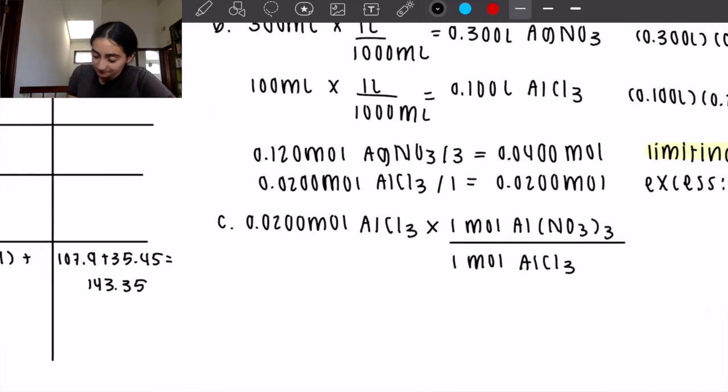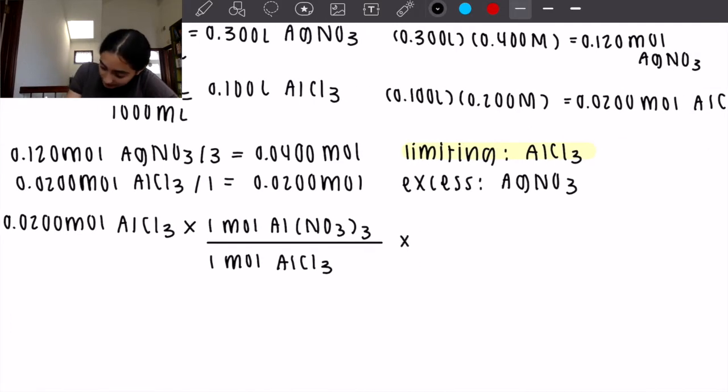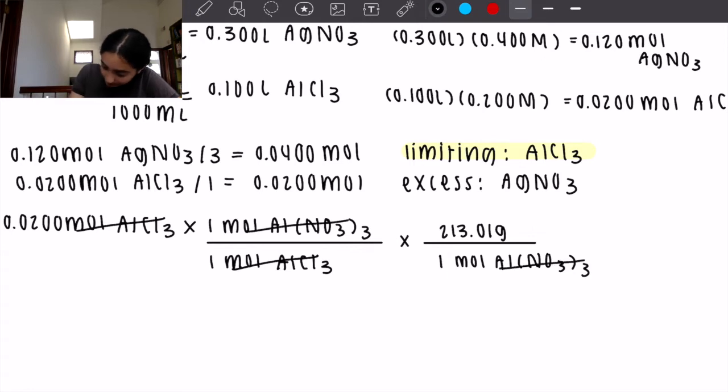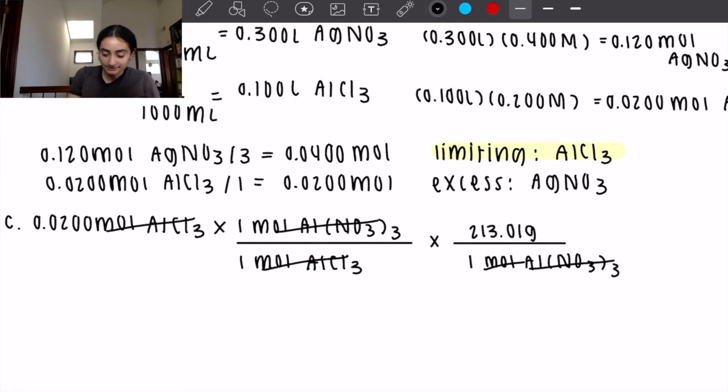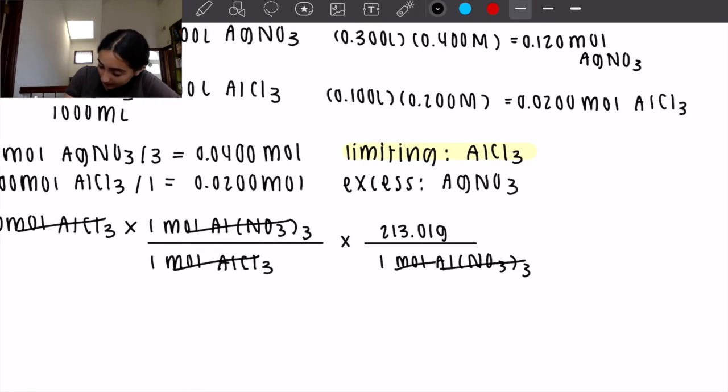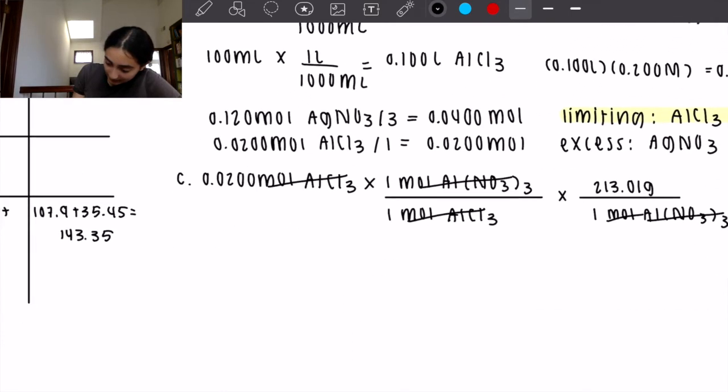Back to my conversion. So I am now going to put 213.01 grams per 1 mole of AlNO3, and then just like regular stoichiometry, these units are going to cancel out. And I'm going to multiply 0.02 by 213.01, and I'm going to get 4.26 grams of AlNO3.